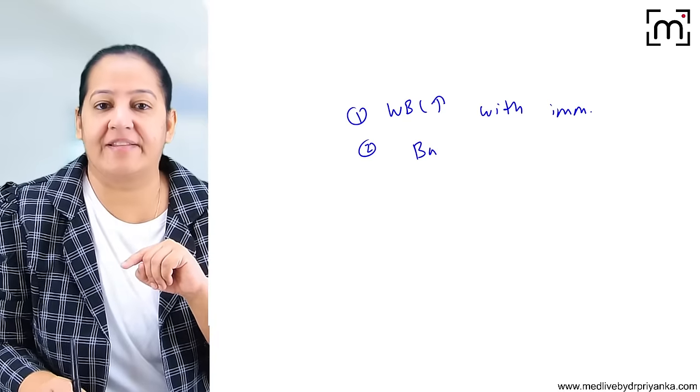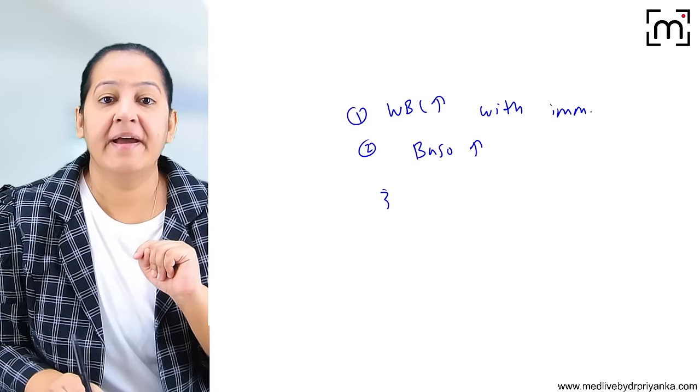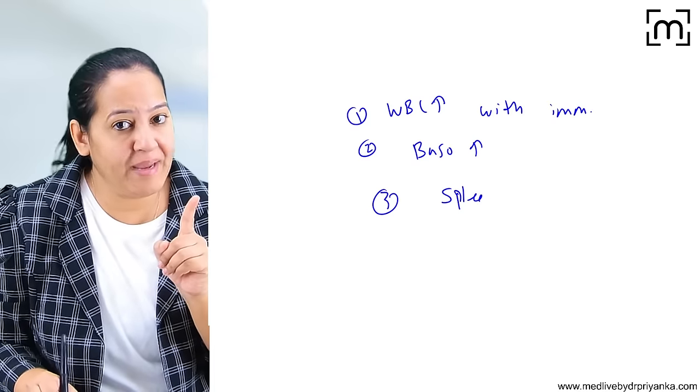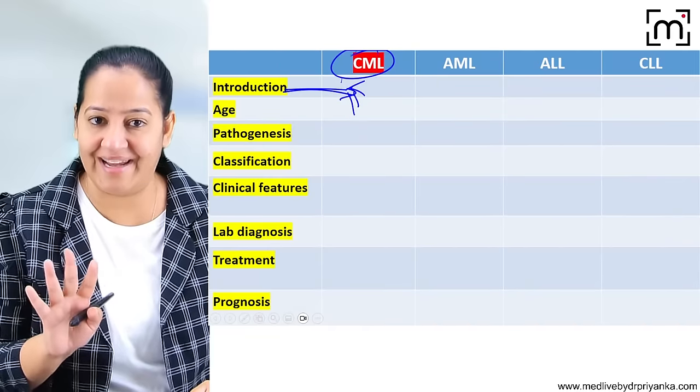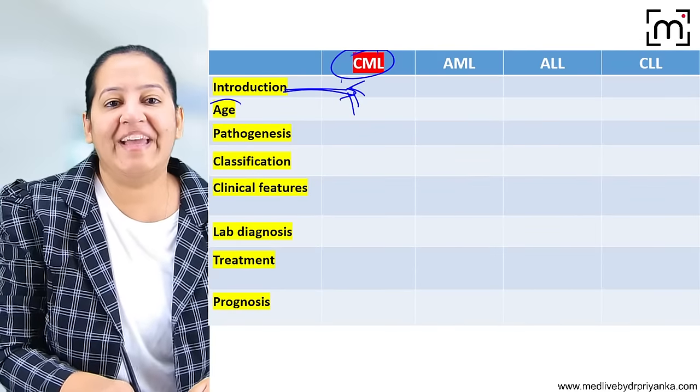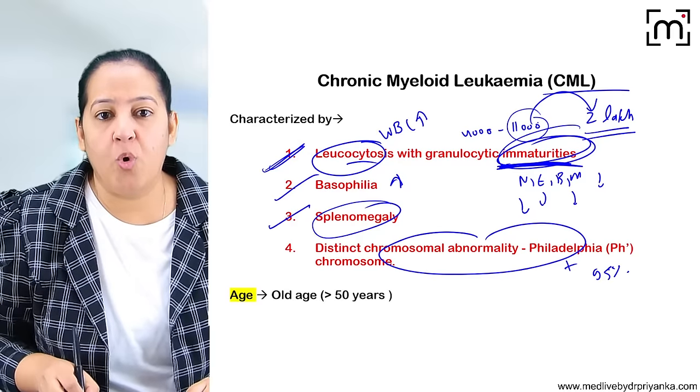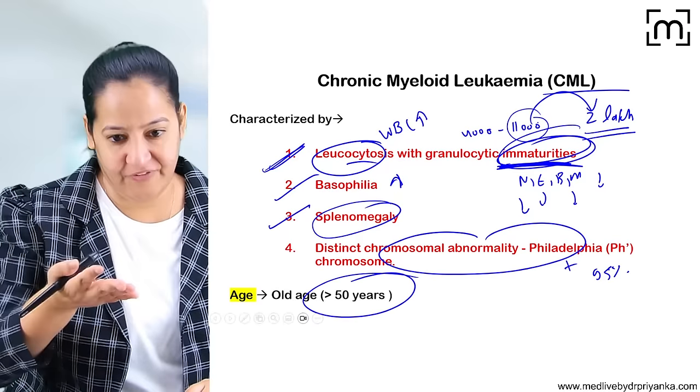Number two, basophils are really high. Number three, the spleen is enlarged; splenomegaly is there. And number four, the Philadelphia chromosome is positive. I will tell you what it is, wait a while. What about the age? It occurs in middle age or old age, usually after 50 years.